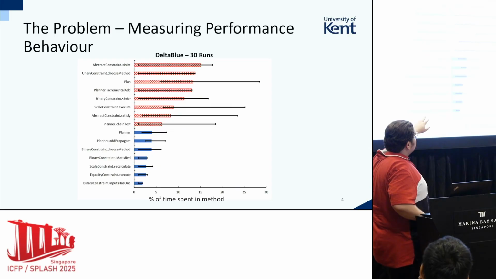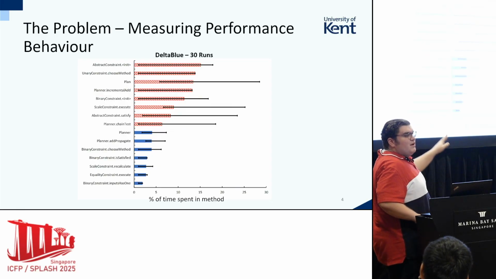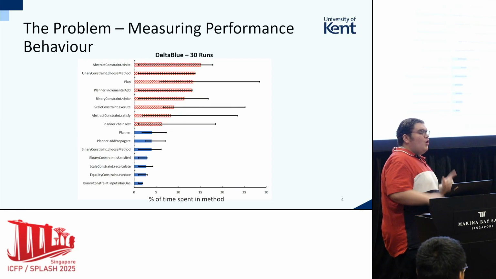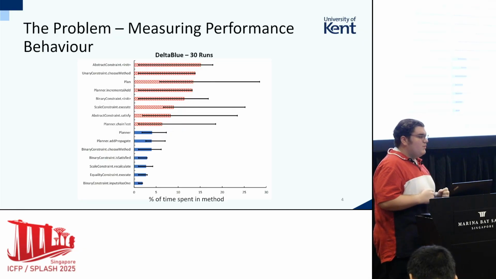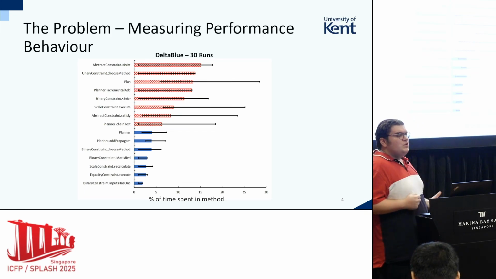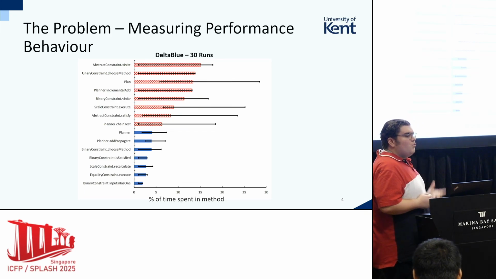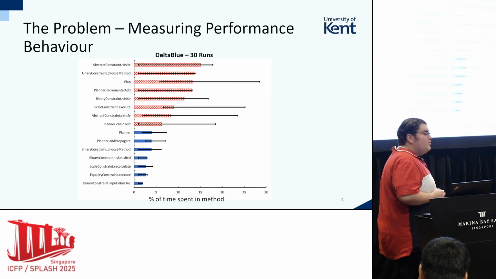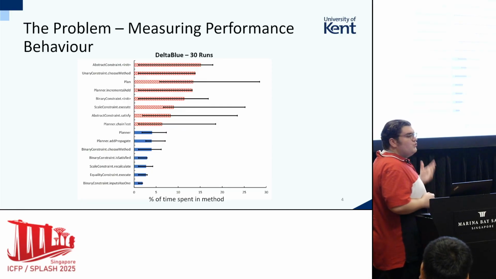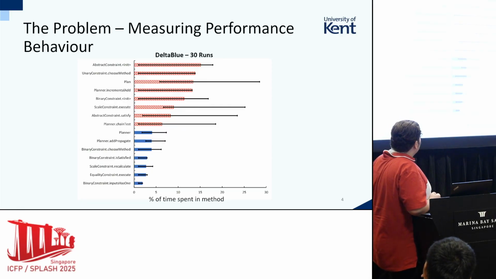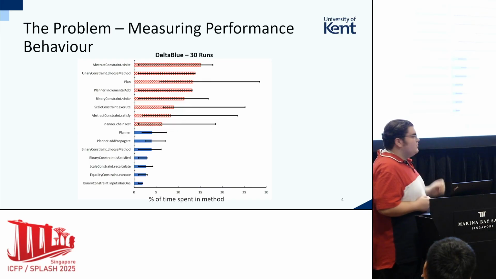All methods that are highlighted in red are methods where in at least one run they were the hottest method. They were the method that consumed the most amount of the runtime. If your goal of using a profiler is to try and identify what is the most important method, this is not a very clear picture. And when you want to do some manual optimization, it's not entirely clear which method here you should target first.